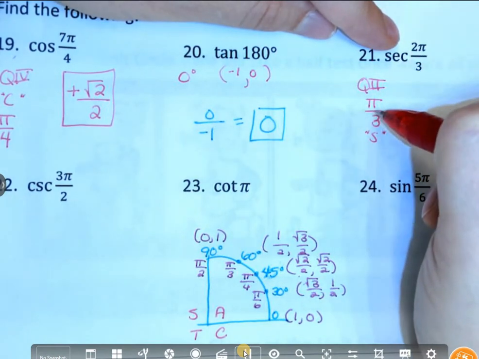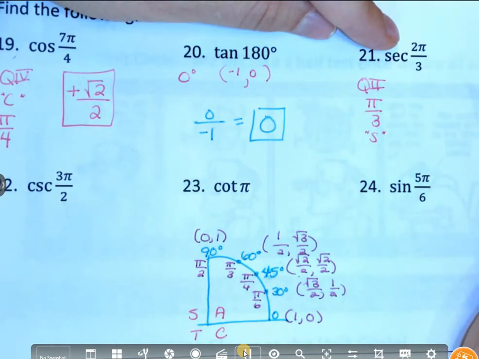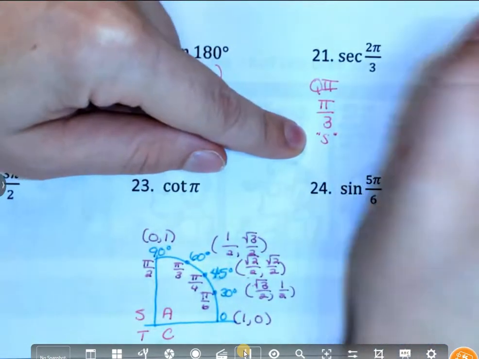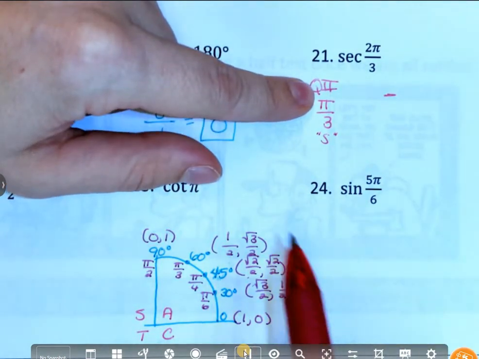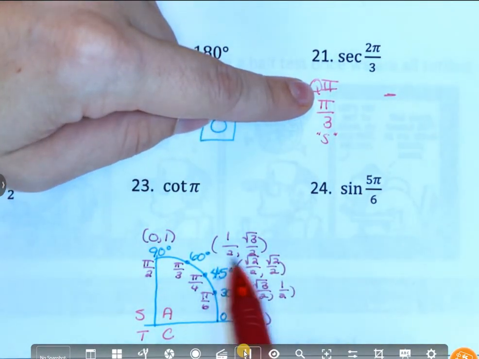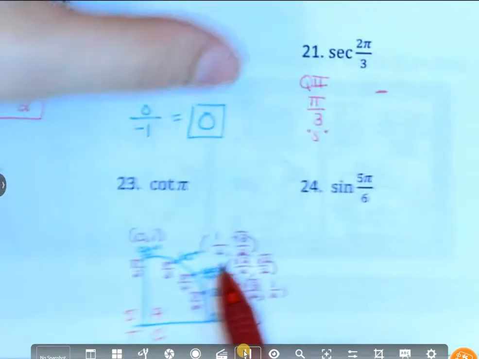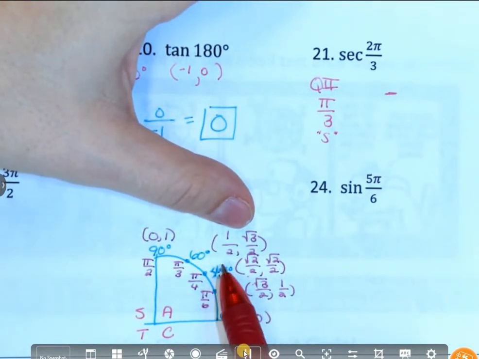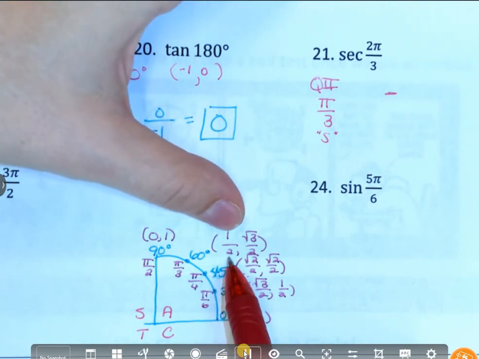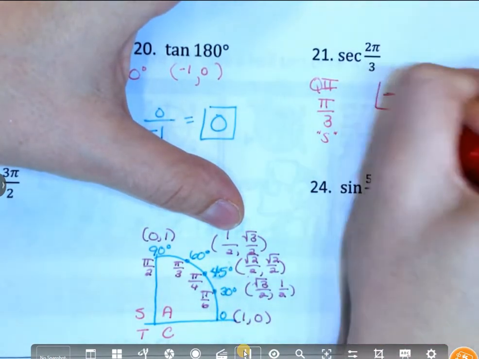Will my cosine be positive or negative? Negative, because only the sine is positive. So I'm going to have negative. I'm going to think about pi over 3, that coordinate right there. Secant is the cosine. Cosine is which coordinate, x or y? And do the reciprocal. What's the reciprocal of 1/2? 2. So -2 is your answer.